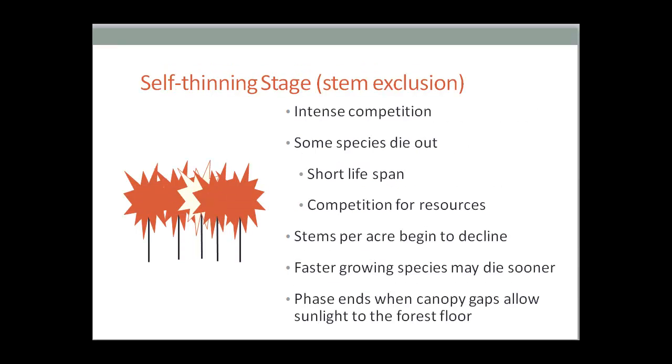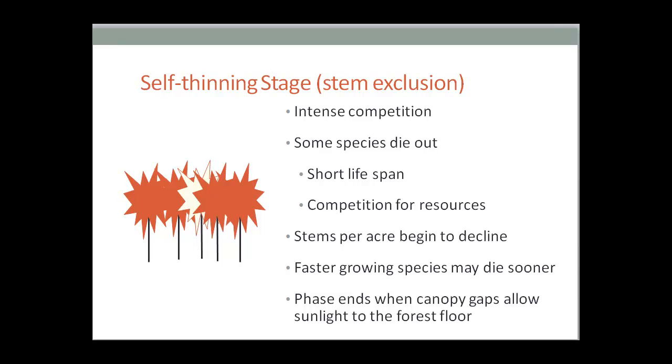The next stage is the self-thinning stage. This begins as the crown closes, so you can imagine this is a point of very intense competition. Some species will die. Certainly some stems will die. Those species that have a short lifespan and those species that are not competitive for the resources, or those individuals, will be the ones that will die. So within a particular species, whether it's aspen or sugar maple, there are going to be some individual stems that, because of their genetics or because of the soil conditions where they're living, are going to not be competitive for those resources.